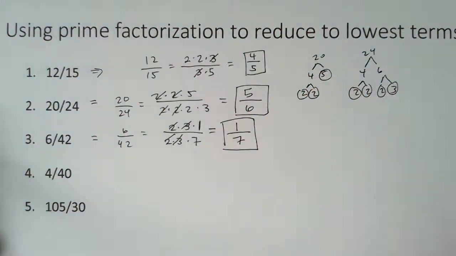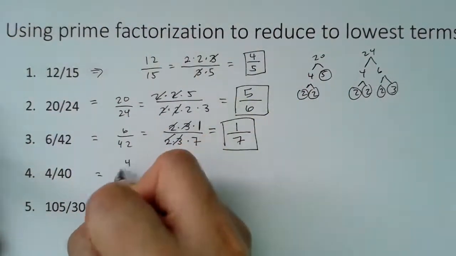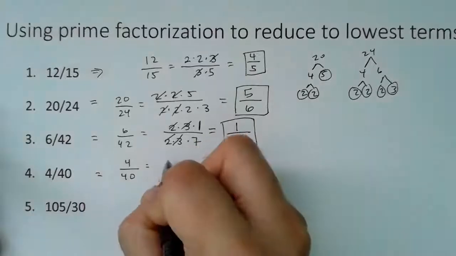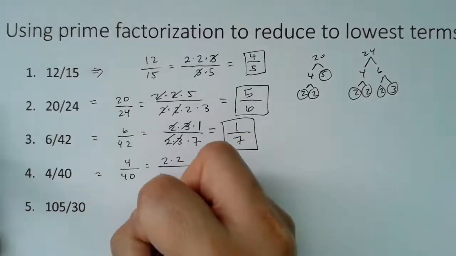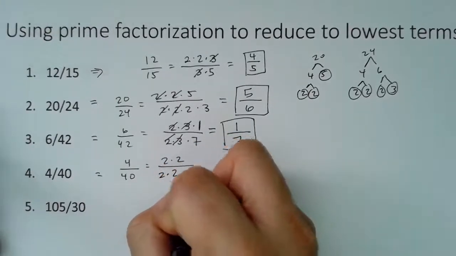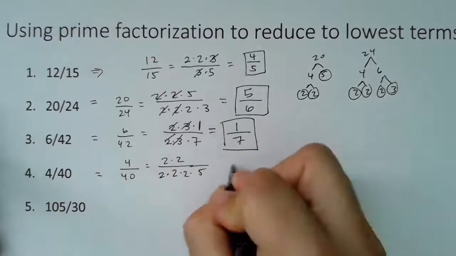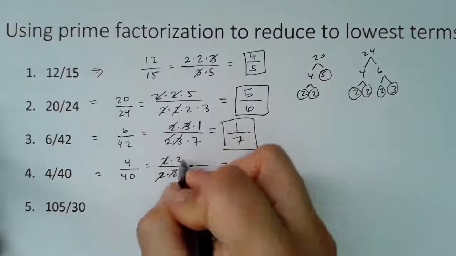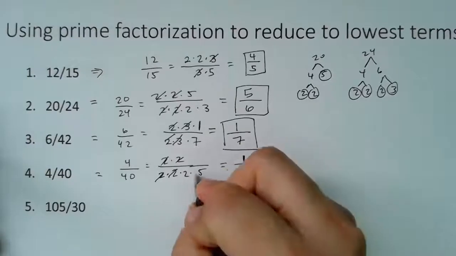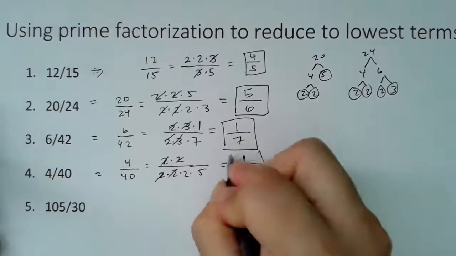Okay, and then 4 over 40, right? We could go ahead and write 2 times 2 on top. The bottom would be 2 times 2 times 2 times 5, right? 8 times 5 is 40. These will cancel, and you'd be left with 1 over 2 times 5 is 10, 1/10. Okay?